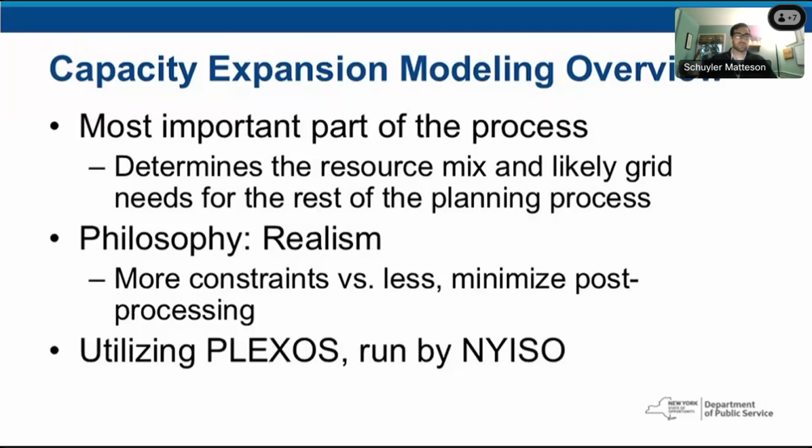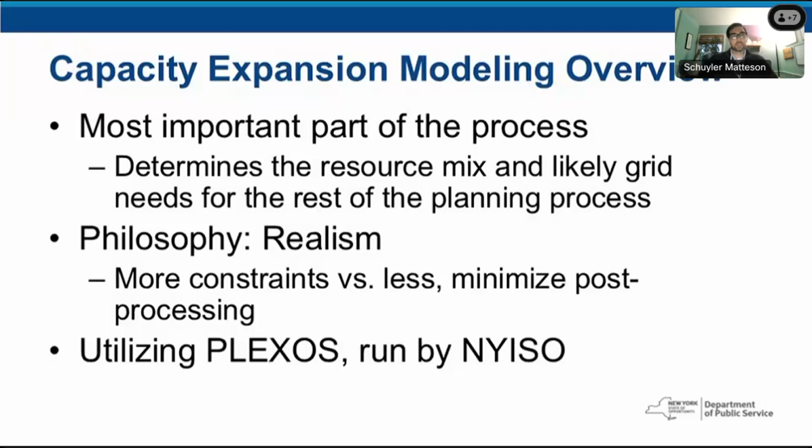How many gigawatts of solar? How many megawatts of wind in what years? What's the cost of all these things? People are going to look at that the most, and so we want to make sure that most of the information that's out there is as accurate as possible and can really be translated one-to-one right into the next stages of the modeling.